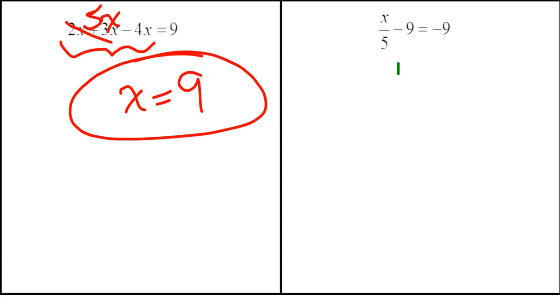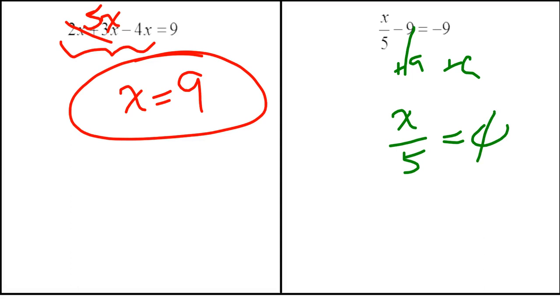On the right-hand side, we're going to add 9 to both sides. That's going to give us x over 5 is equal to 0. And then when we multiply by 5, we end up with x equals 0.